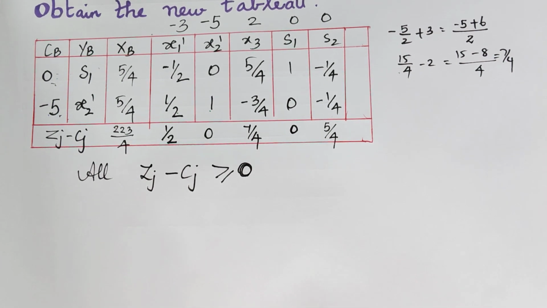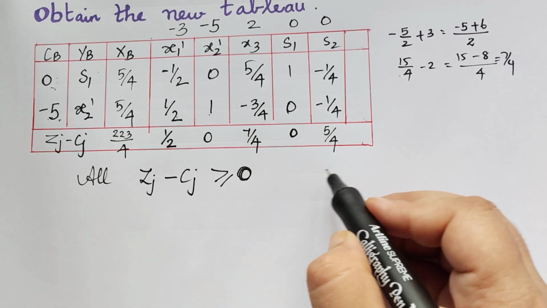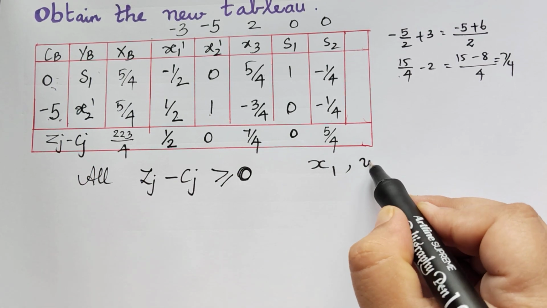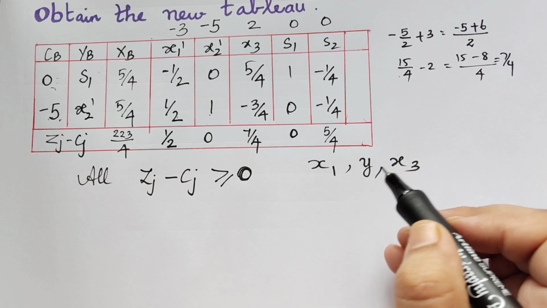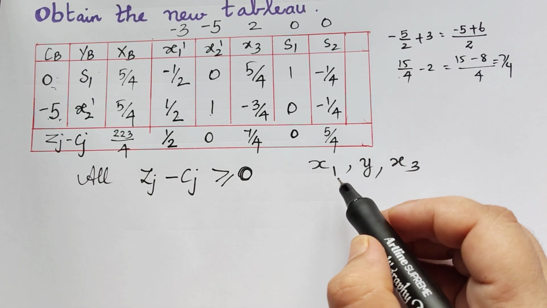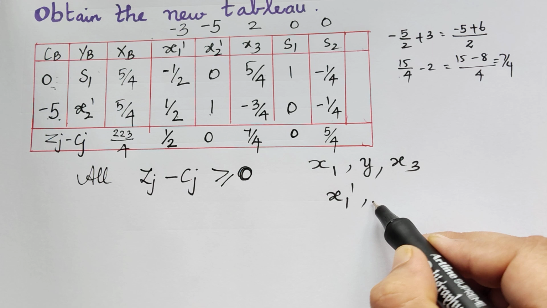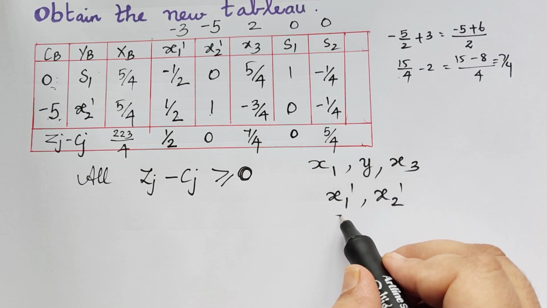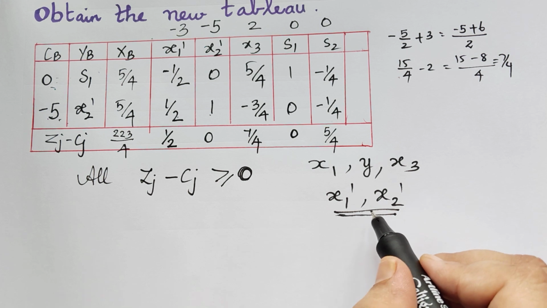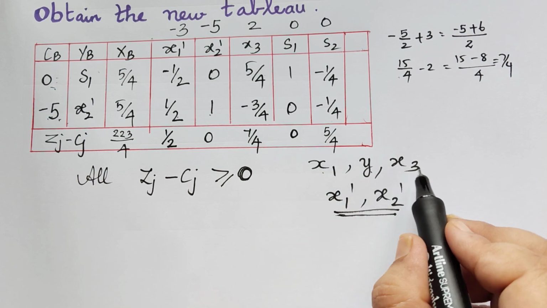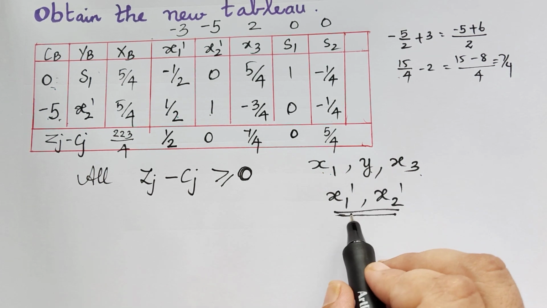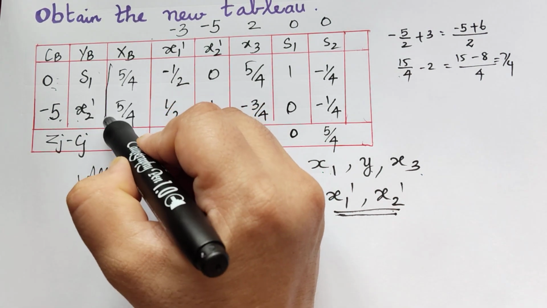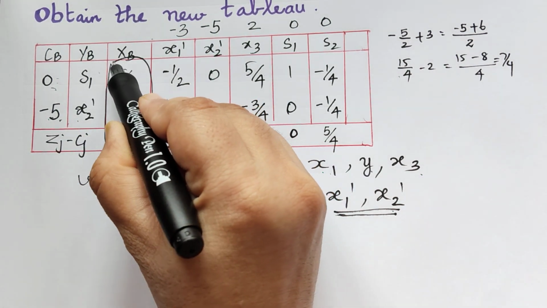So therefore we shall find the values of the variables, that is the variables given in the problem: x1, y and x3. And in between we had the updated variables x1 dash and x2 dash. So we shall find these updated variables and substitute in order to find the given original variables. So from the table we see that this gives us the solution space.